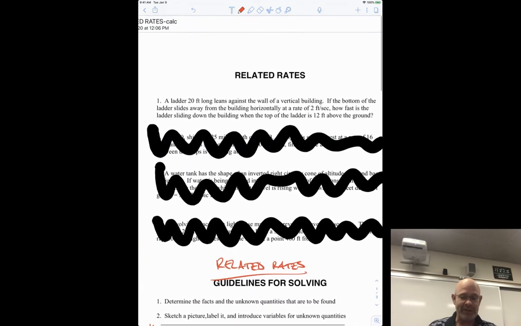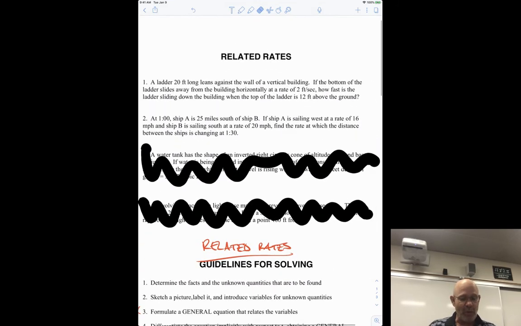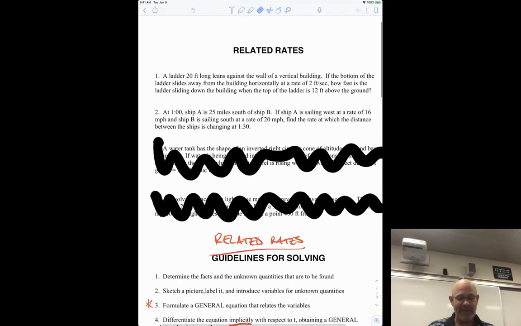All right, let's do one more example. At 1 o'clock, ship A is 25 miles south of ship B. Ship A is sailing west at 16 miles per hour. Ship B is sailing south at 20 miles per hour. Find the rate at which the distance between the ships is changing.